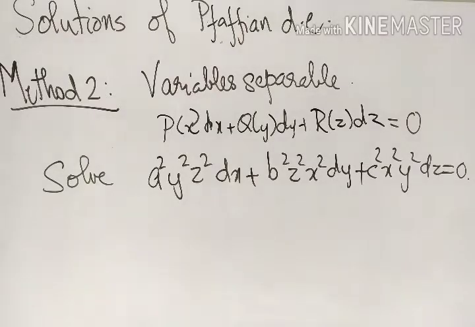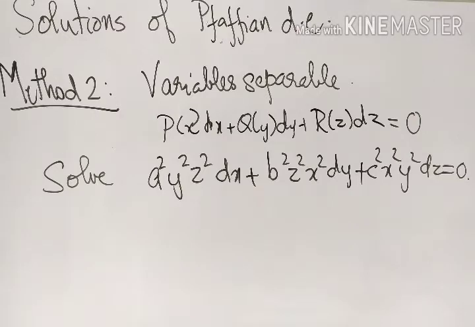Today we will be seeing how to solve Pfaffian differential equations. Already we had discussed the first method, that is the method of inspection. That is, if you are given a Pfaffian differential equation, we might be able to find an integrating factor with the help of which we can solve the differential equation. Now this is the second method, and the second method is called variable separable.